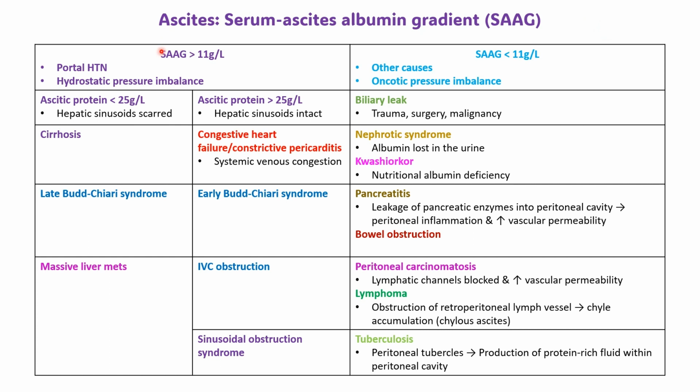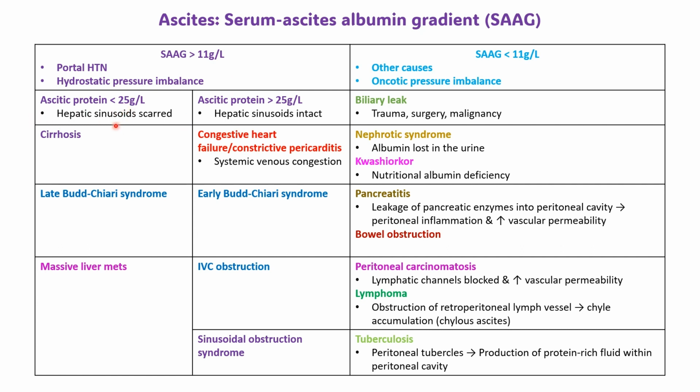So when we have a gradient of greater than 11 grams per litre, we can be quite certain that the underlying cause is due to portal hypertension, resulting in a hydrostatic pressure imbalance. So essentially, increased pressure within that splanchnic circulation, forcing fluid from the vessels to within the peritoneal cavity.